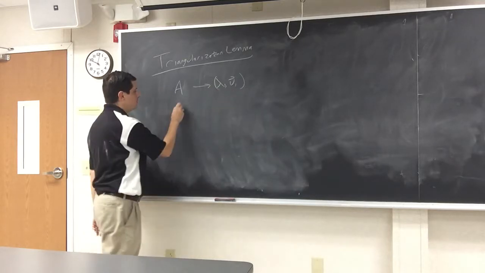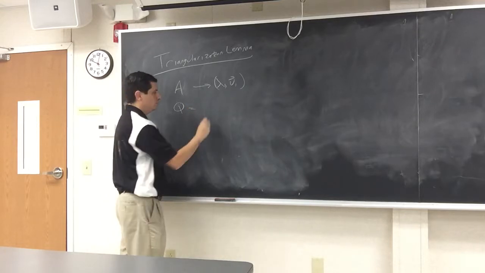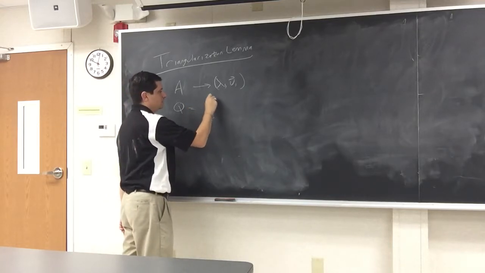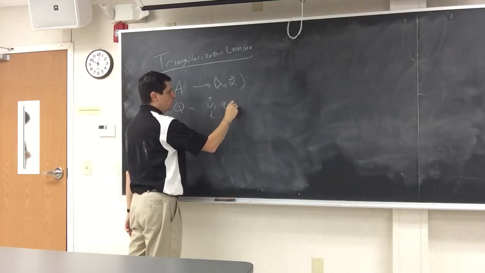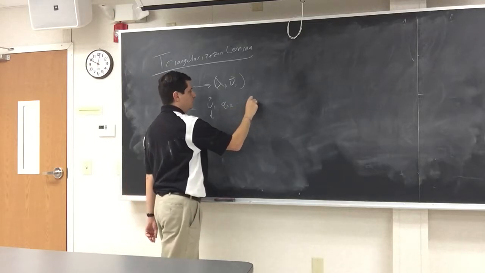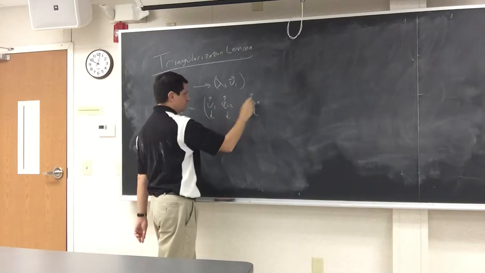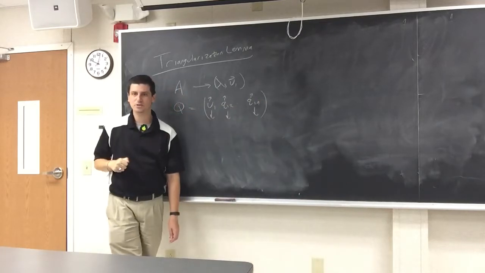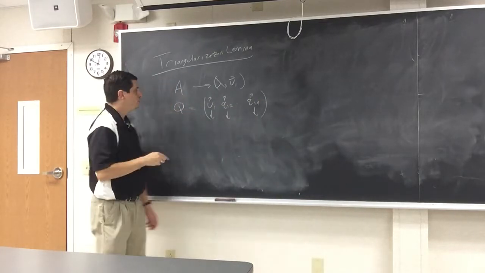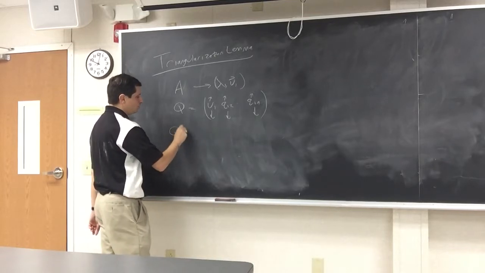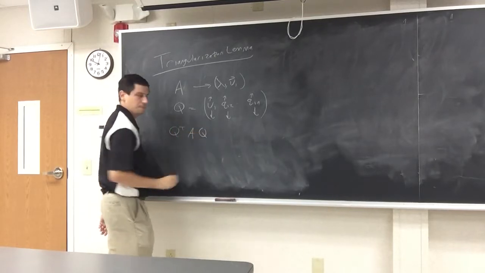What you then do is form a matrix Q, which is orthogonal, with V1 here, and then Q2, all the way up to Qn, forming an orthonormal basis. You can do this with Gram-Schmidt; there are lots of different ways to do this. You then look at the matrix Q transpose A Q.